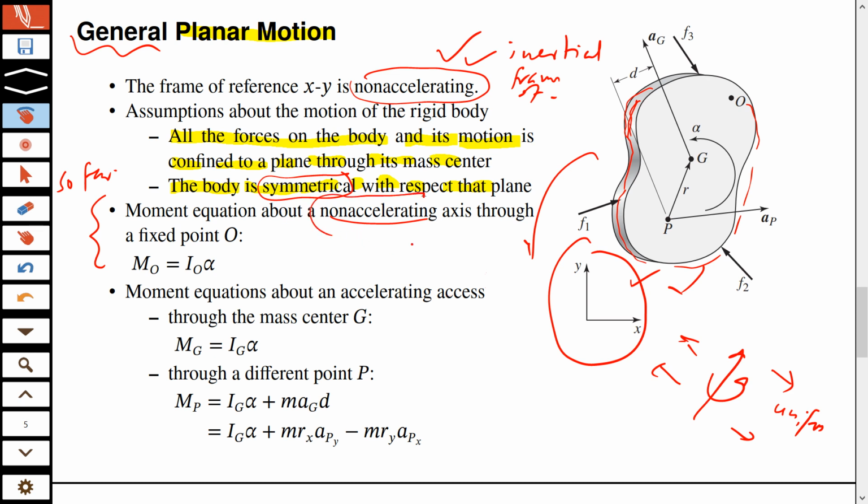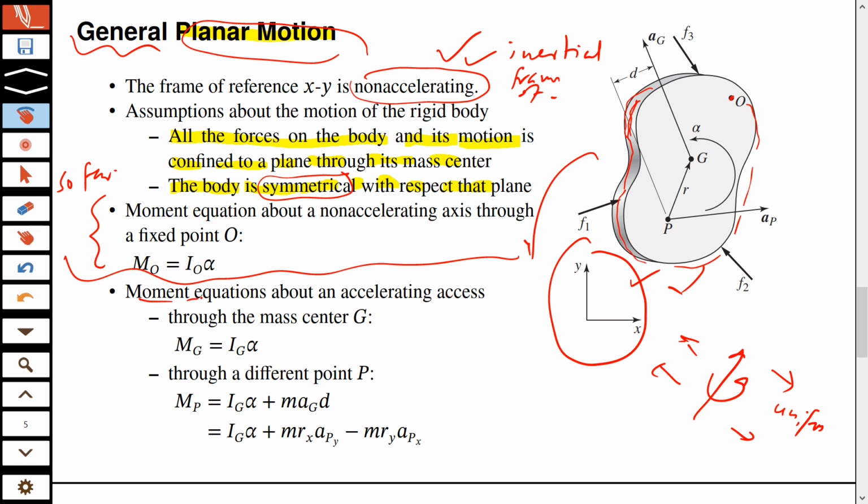This non-accelerating, you now require the axis of rotation to be non-accelerating. Okay, so this is the equation we have been using. We will no longer be able to use this equation because we will relax this assumption. So now we will take our discussion from this point onward. Not to forget that we are still in a single plane.